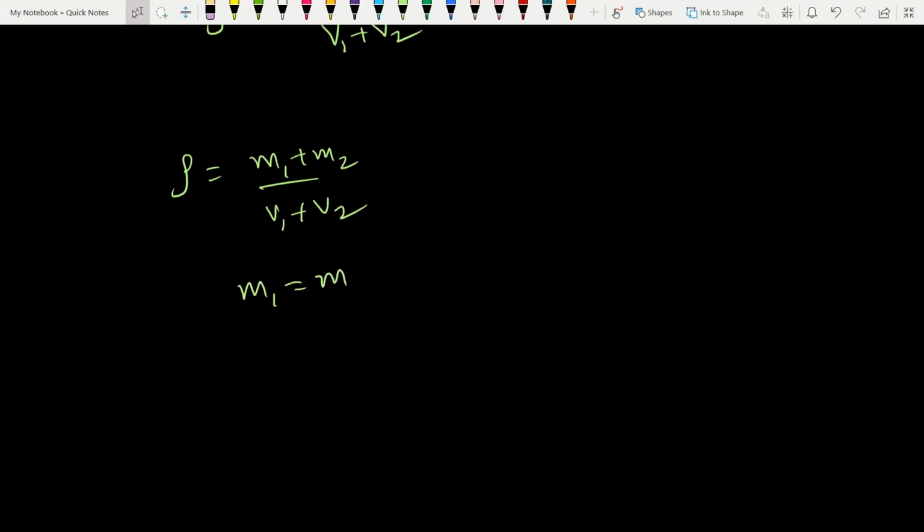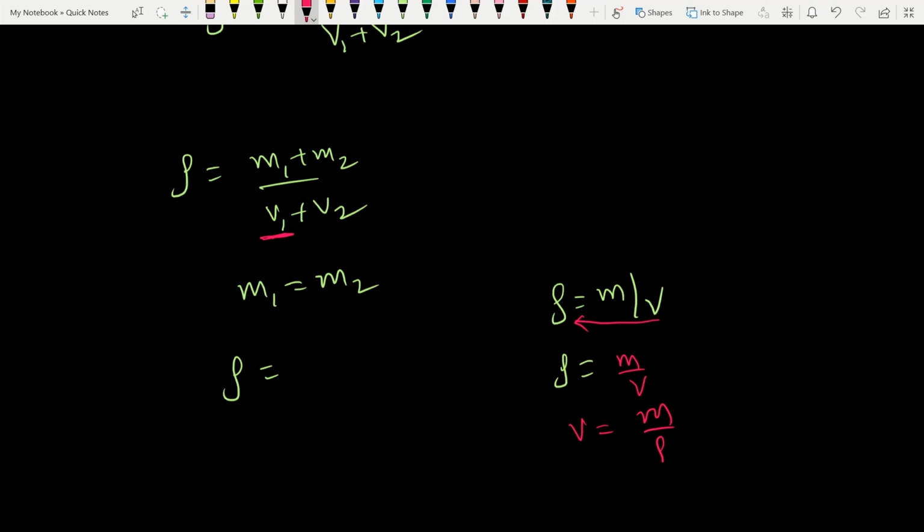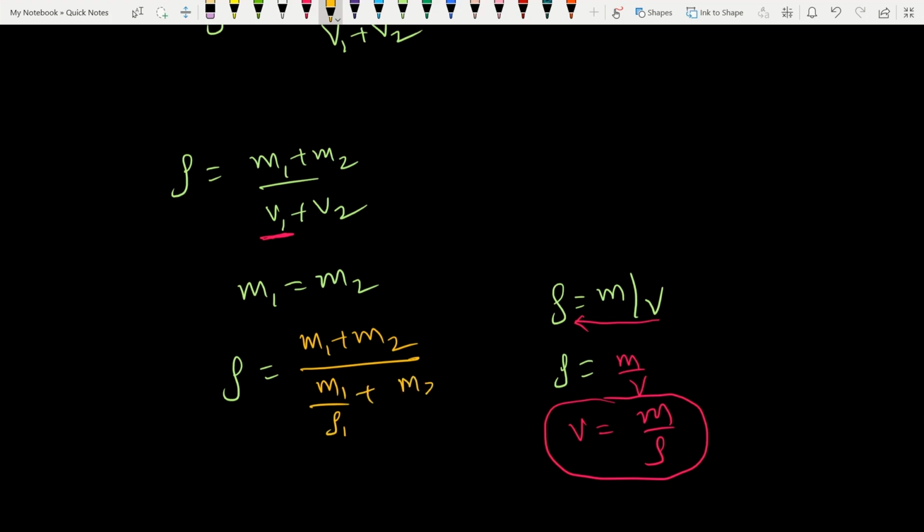Now if the masses are equal, m1 equals m2, then rho equals mass per unit volume. Here we need to replace the volume. Cross multiplying, rho equals mass by volume, so v equals mass by density. So now we can take rho equals m1 plus m2 by m1 by rho 1 plus m2 by rho 2.